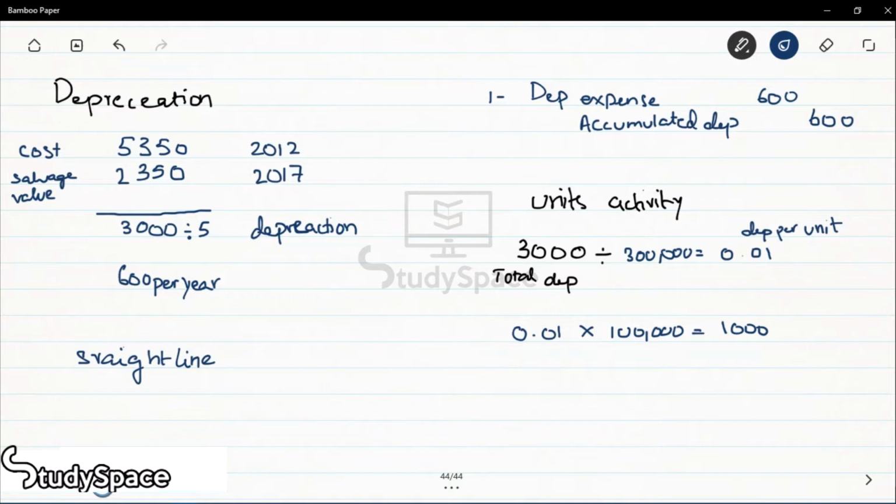Now this method is a little more fair, as this accounts depreciation over the amount of work done. Over the exact amount of work that has been done, instead of accounting depreciation for a measure that is more unrealistic than the one we are using currently.